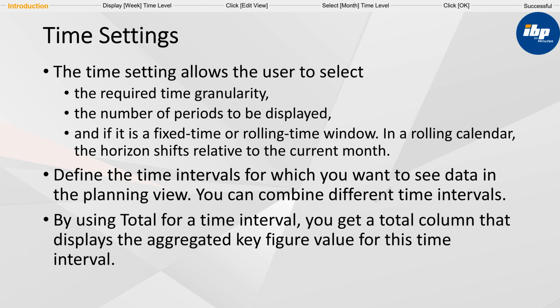First, review what time settings control. They let you choose the required time granularity, define how many periods are displayed, and decide whether the planning horizon uses a fixed time or rolling time window.